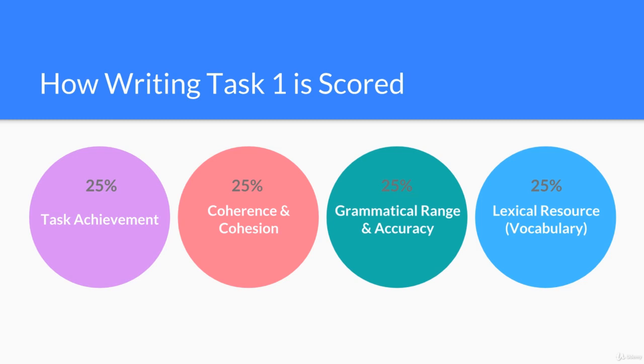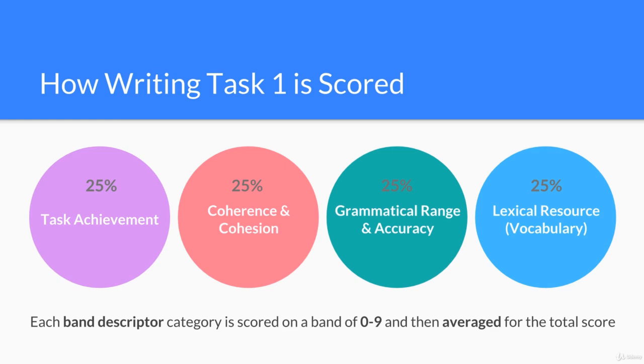Okay, so how is your overall grade calculated? Well, the examiners look at what score you got for each of these band descriptors. Each band descriptor category is scored on a scale of 0 to 9, and then this score is averaged out, and that is your total score.